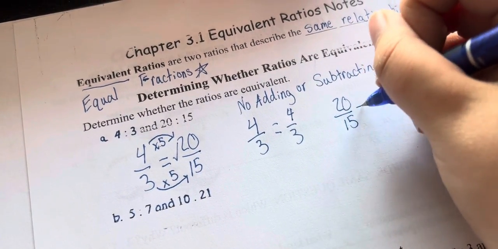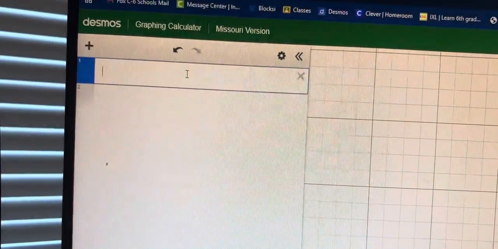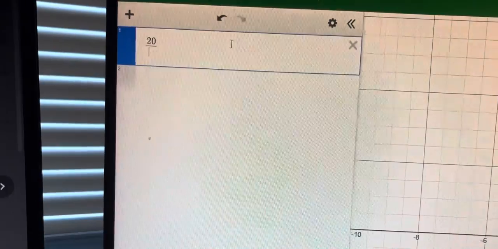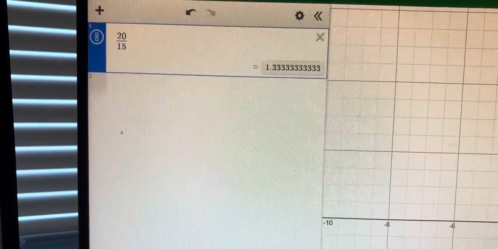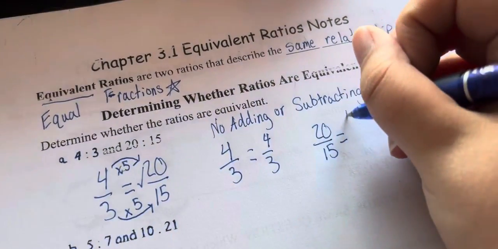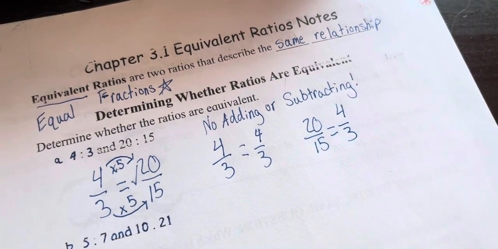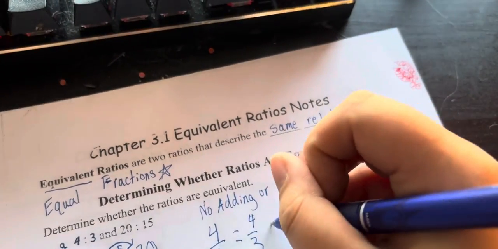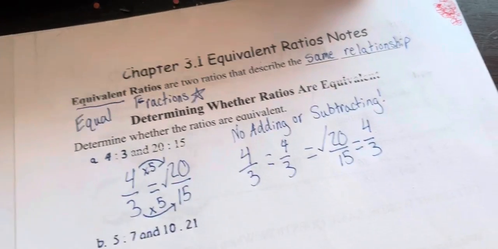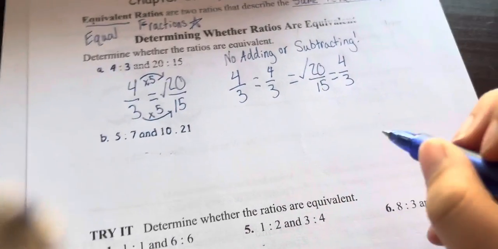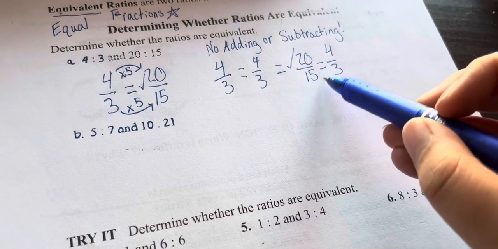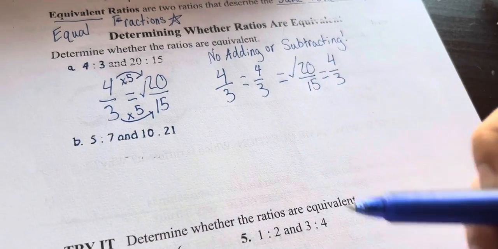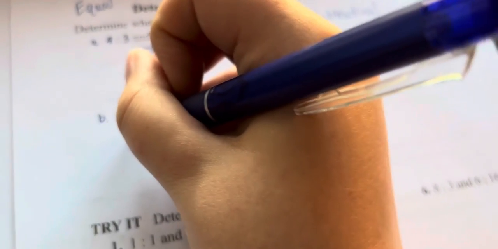20/15. Let's see if that simplifies. So into my calculator, I'm going to type in 20/15. Again, we hit the fraction button. Simplified, that equals 4/3. So since they simplify into the same fraction, that means they equal each other. Now, you can pick whichever method you like, but personally, I find this one a lot quicker, so that's what I'm going to do for the rest of these.